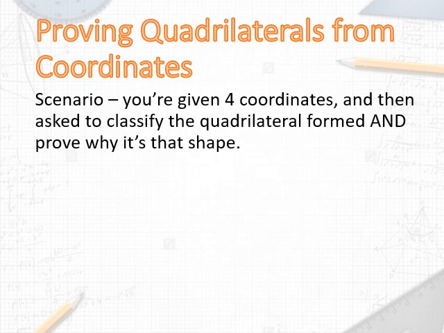Okay, so first up, here's the scenario. You're given 4 coordinates and then asked to classify the quadrilateral formed and prove why it is that particular shape. So here's 4 coordinates, and I want you to show me that it is a parallelogram, trapezoid, isosceles trapezoid, whatever. So how would you do it? Some things you have to think about. Okay, what were the properties of that shape? So when we talked about classifying quadrilaterals, we talked about, okay, what do we know about the sides? What do we know about the angles? What do we know about the diagonals? And then are there any symmetries that we needed to worry about as well? So how do we show those things exist when it's on a coordinate plane?